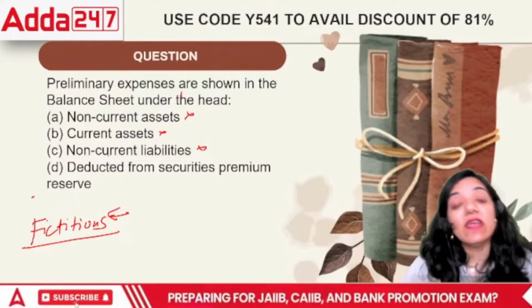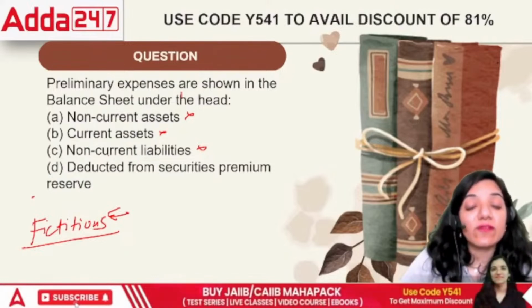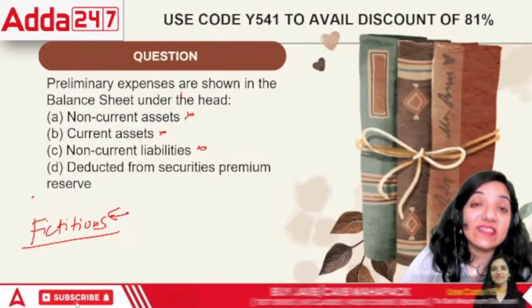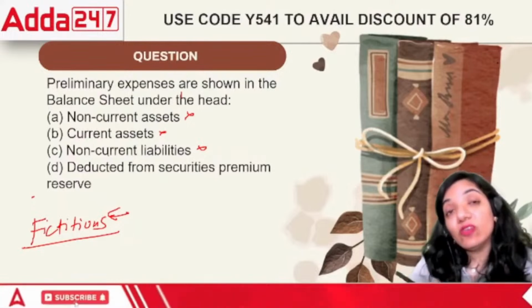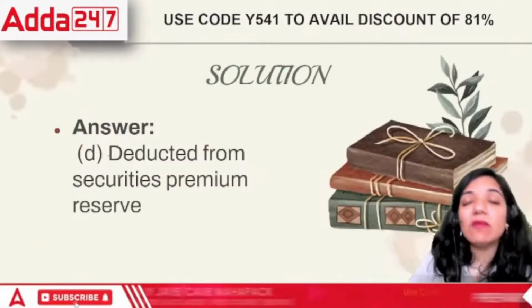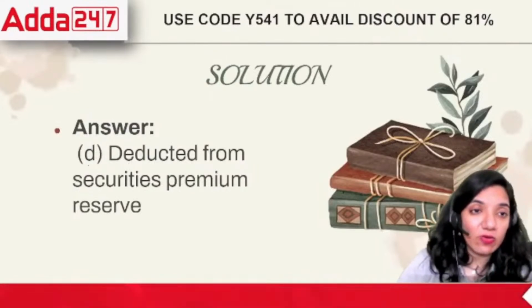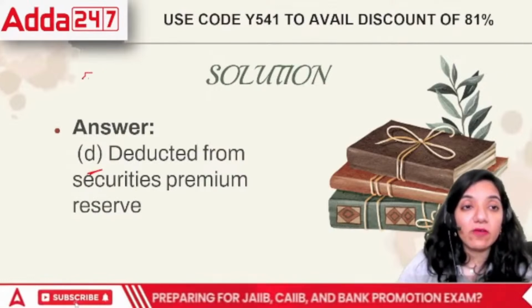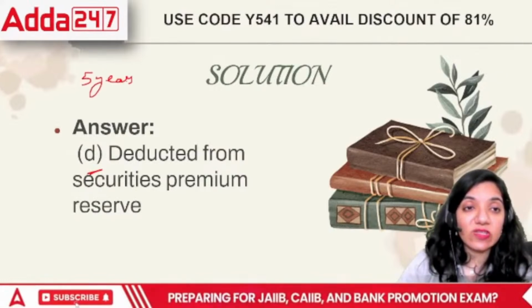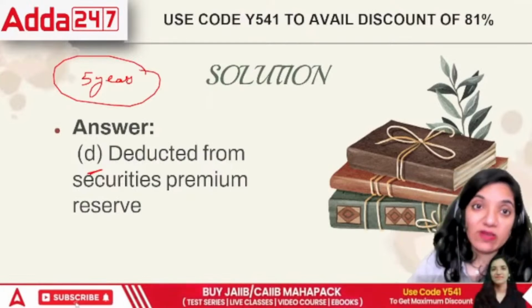So if it has to be eliminated from the books of accounts, then what will we do? That is deducted from the security premium reserve, because we will use security premium reserve to write off the preliminary expenses. Normally preliminary expenses is not written off in the year itself. It would be written off over a period of 5 years, and that too, this is something that the Income Tax Act 1961 has prescribed under section 35B.